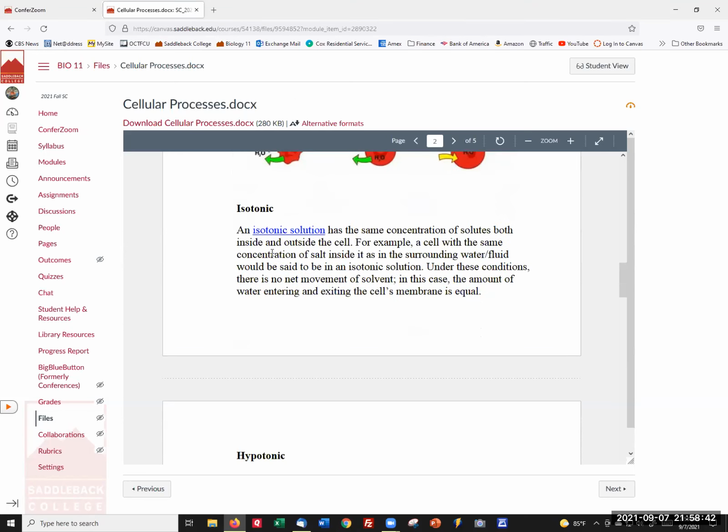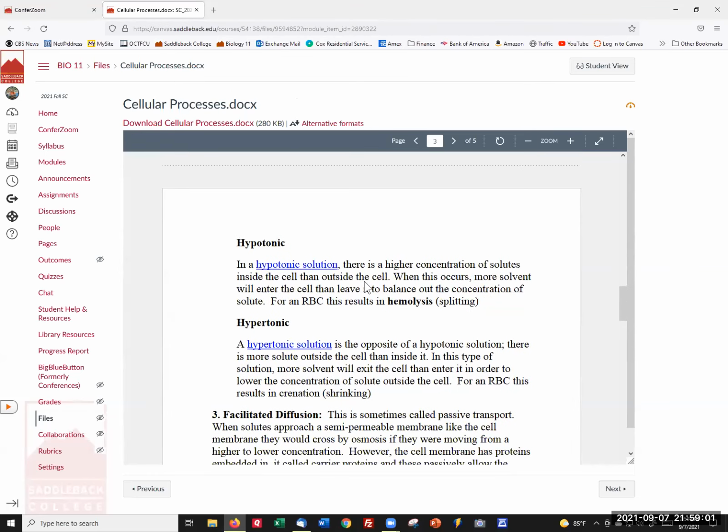Okay. Here is the text for each of those. Isotonic, no net movement of solvent. Hypotonic, higher concentration of solids inside the cell than outside the cell. When it occurs, more solvent will enter the cell than leave it, and that can result in hemolysis.